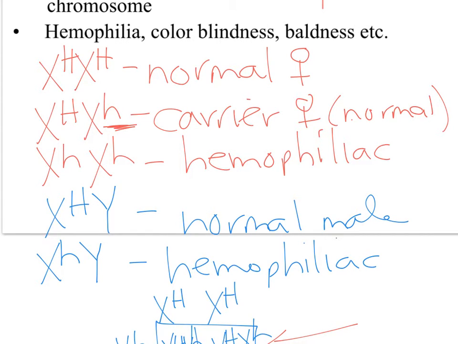If you were doing this type of problem with color blindness, then you would just be switching that H for a C. The genotype chart, which you need to know, would be the same format. Same thing with baldness or any other sex-linked trait that you'll see.